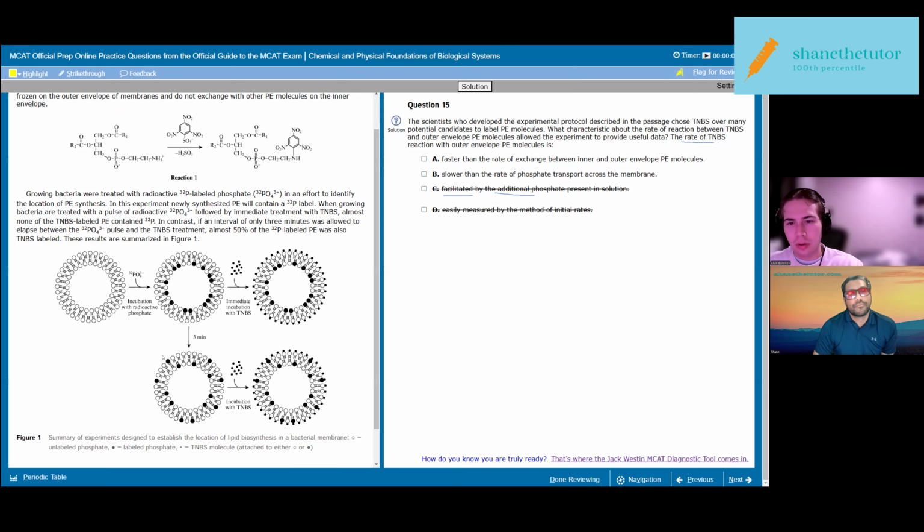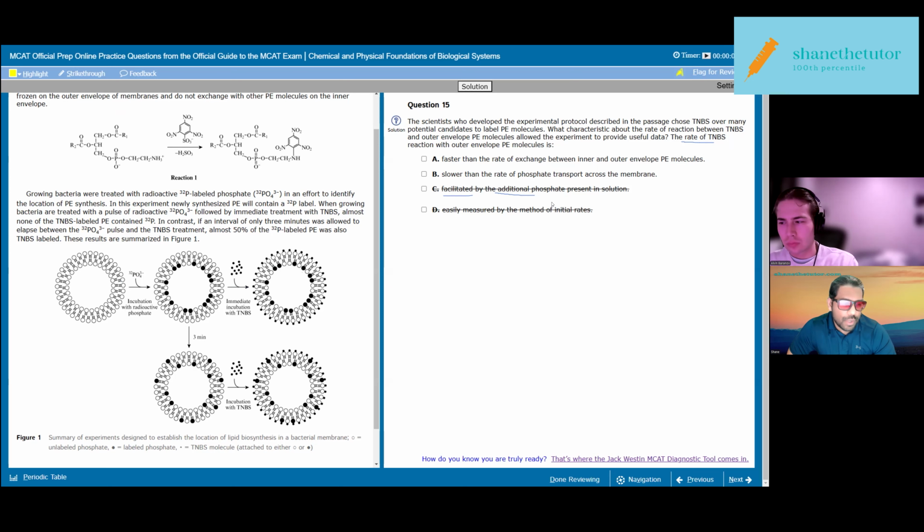I'm trying to understand why B would be wrong though. So the rate of TNBS is slower. I guess that's the opposite of what this is saying, or I don't know. Okay. So slower than the rate of phosphate transfer.